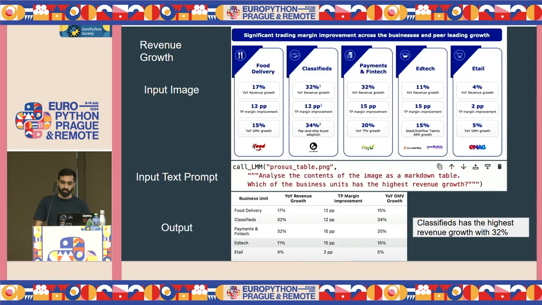Similarly, here's another interesting use case. We have revenue growth of different sectors like food delivery, classifieds, payments, EdTech. Now we ask a model to analyze the contents of this image as a markdown table, and here it has created it as a markdown table. Now, which of the business units has the highest revenue growth? So here, the classified has the highest revenue growth. The model is able to predict it based on looking at this image.